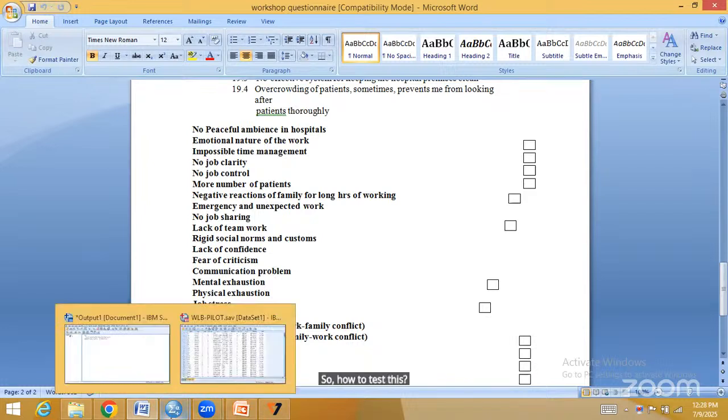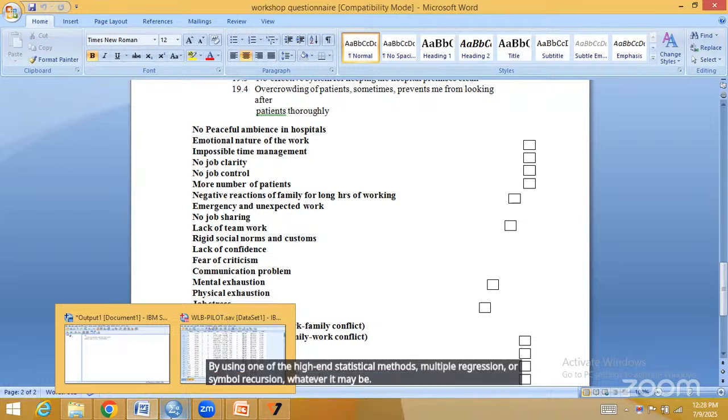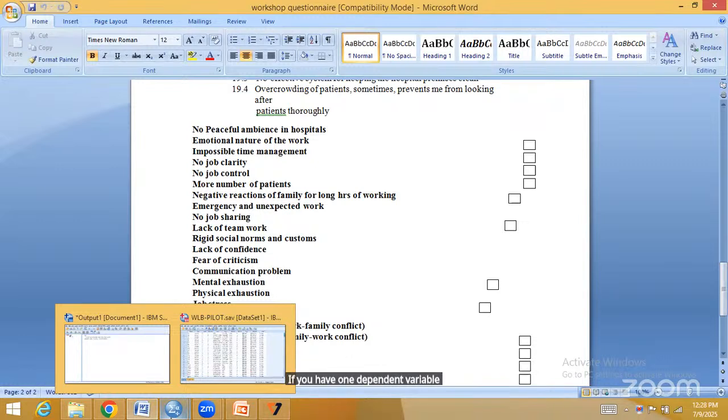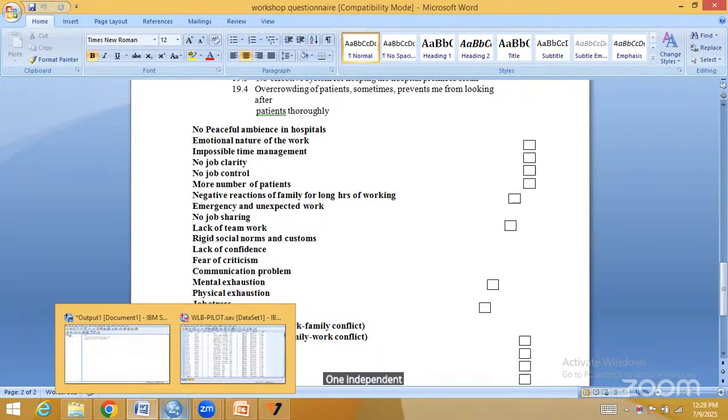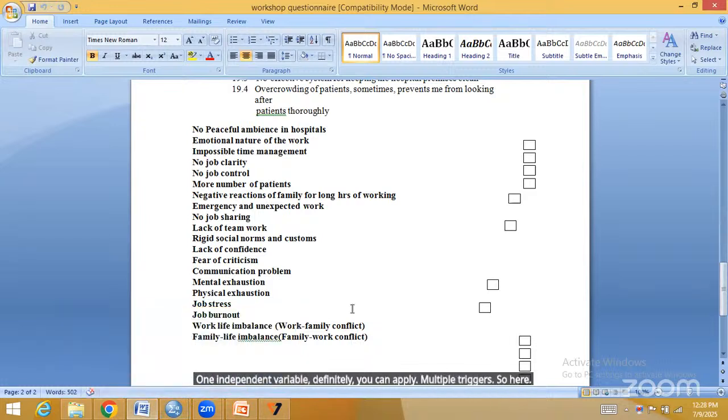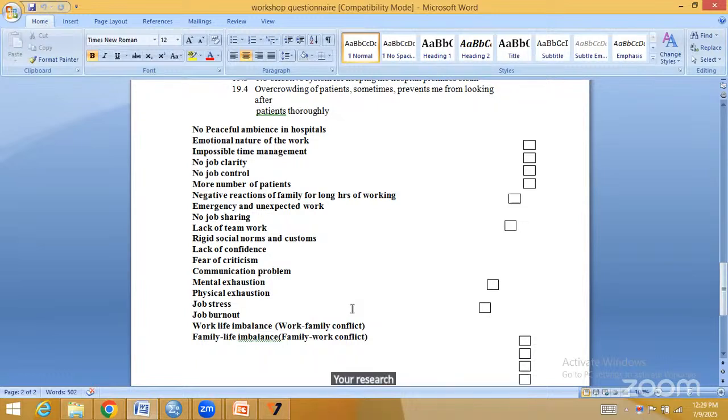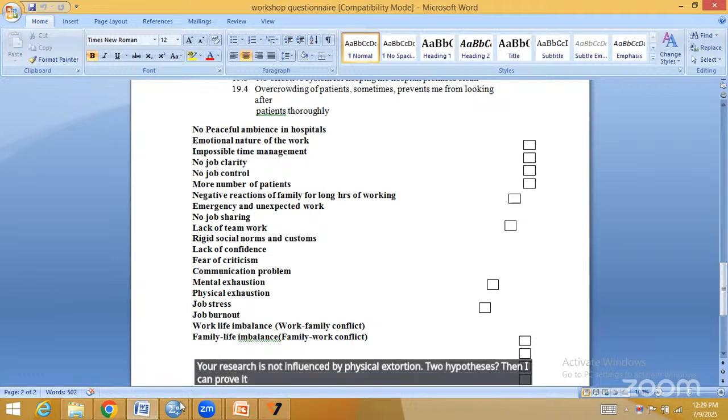The impact or influence can be measured by using one of the high-end statistical methods, multiple regression or simple regression, whatever it may be. If you have one independent variable, you can apply simple regression. If you have more than one independent variable, definitely you can apply multiple regression. So here, what is my hypothesis? Job stress is not influenced by mental exhaustion. Job stress is not influenced by physical exhaustion. Two hypotheses that I can test with the application of regression.